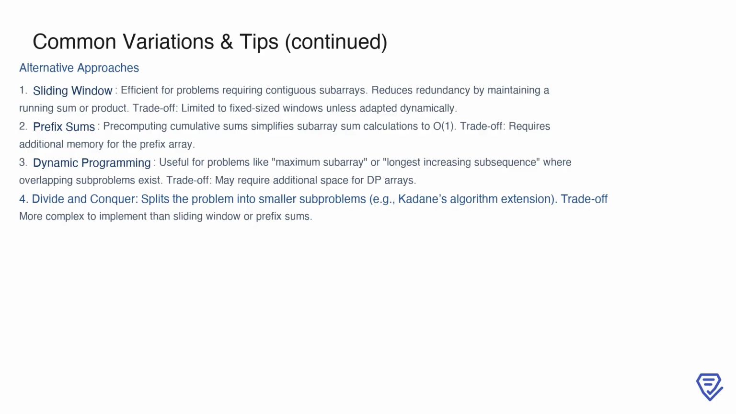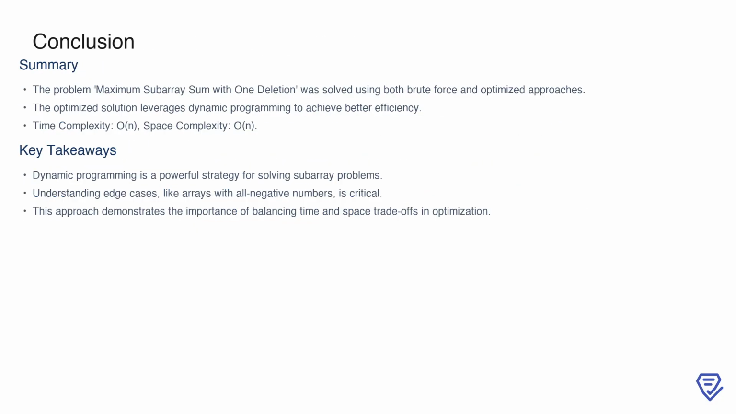Dynamic programming is ideal for problems that involve overlapping subproblems, such as finding the maximum subarray or the longest increasing subsequence. While highly efficient, DP solutions may require significant space for storing intermediate results. Lastly, divide-and-conquer approaches break the problem into smaller subproblems, which can be particularly useful for extending algorithms like Kadane's. However, this method can be more complex to implement compared to sliding window or prefix sums. Each of these approaches has its place, and understanding their trade-offs will help you choose the right tool for the problem at hand. Great work!